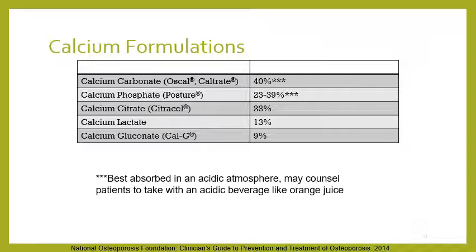You'll see that calcium carbonate and calcium phosphate need an acidic environment in order to be best absorbed. You may consider counseling your patients on taking this with an acidic beverage like orange juice. We also want to keep in mind that these may not be the best formulations to give to a patient who's on a PPI or H2RA therapy for acid suppression.